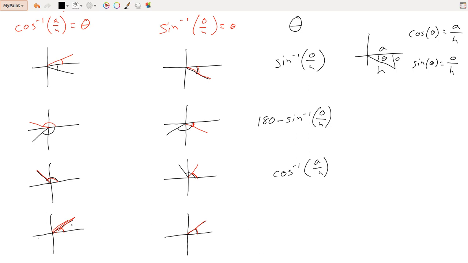And if both values returned are in the first quadrant, then those values are the correct angle. They're the actual angle. So we can just say it's the inverse cosine again, or inverse sine. They're both correct in this case.